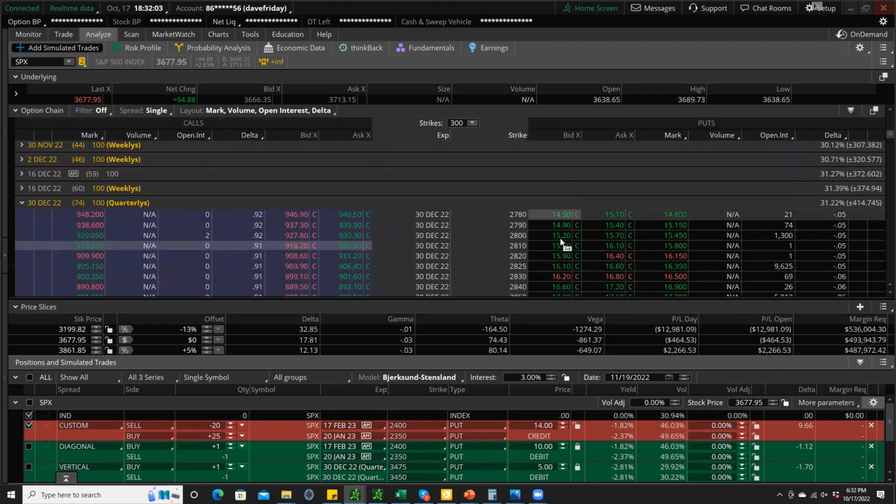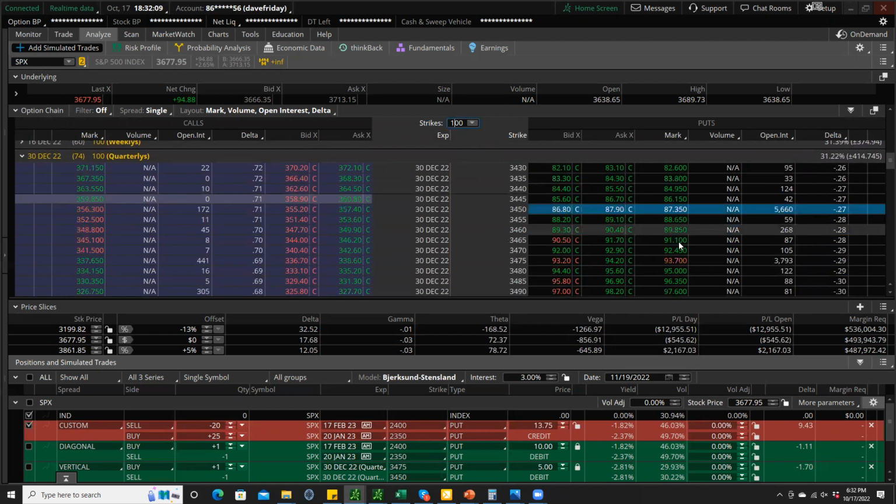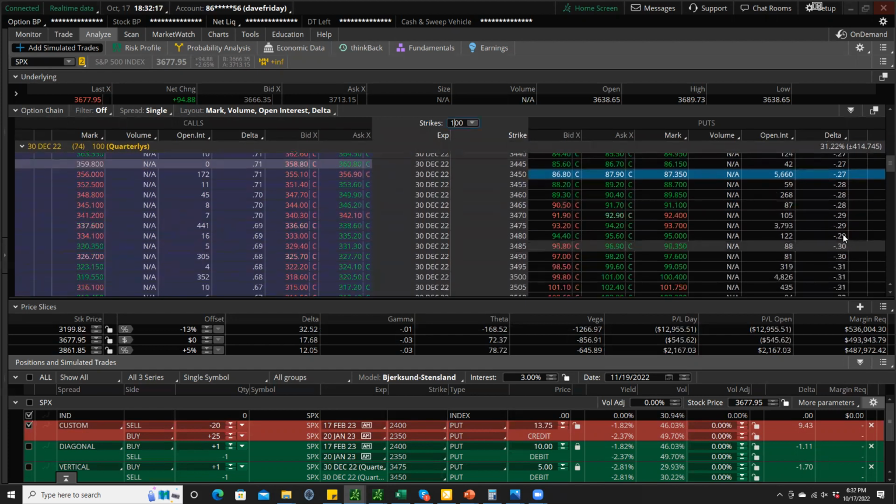Open that up. Now, I don't need 300 strikes. We're going to change this to 100 just so that we don't have so much to go through. Now, I have this set up to show me deltas, and that's what I use. I'm going to look for whatever is around, it doesn't have to be exact, but around the 30 delta.